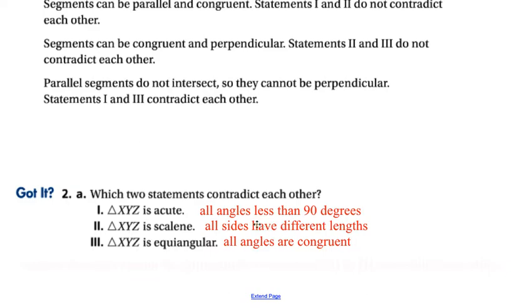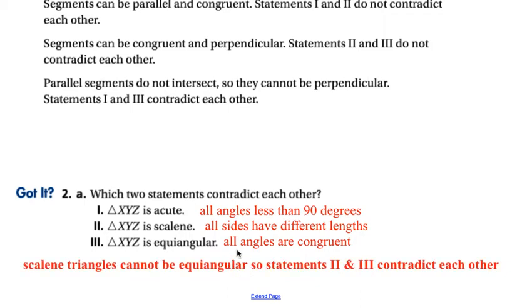What about acute and equiangular? Could we have all the angles less than 90 degrees and have them all be congruent? That can also happen as well. We could have an equilateral triangle where all the angles are 60 degrees. So equilateral triangles are also equiangular and they're also acute. So the contradiction is between 2 and 3. We can't have all the sides being different lengths and all the angles being congruent, because if all the angles are congruent, then their side lengths will be the same as well. So 2 and 3 are our contradictions.